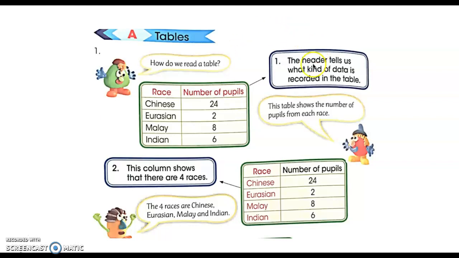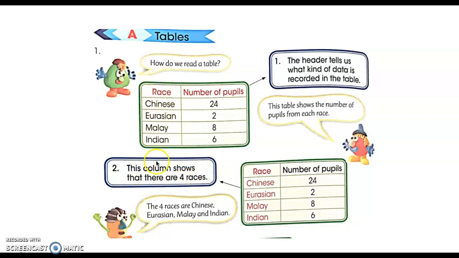That's why. Now, first point that you should remember is what the header says. The header. Now see, this side it is race and this side is the number of pupils. So header tells you what kind of data is recorded in the table. Data means information.